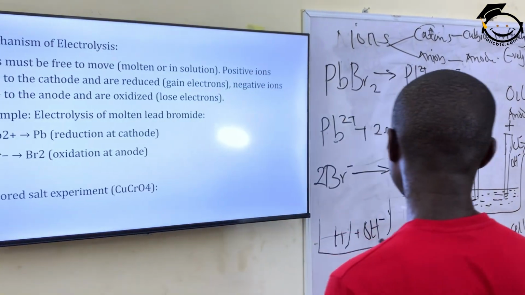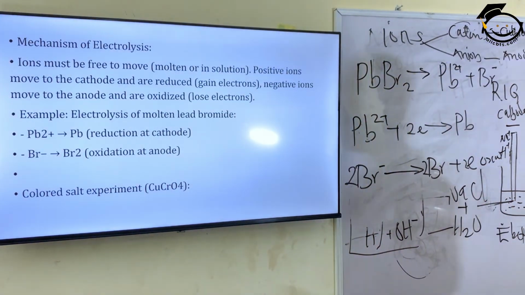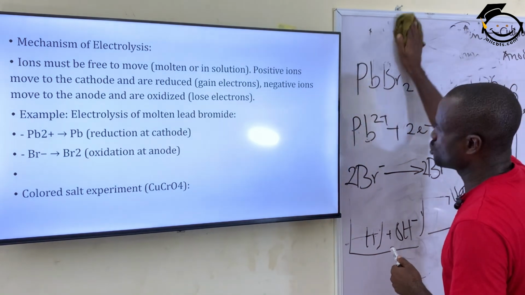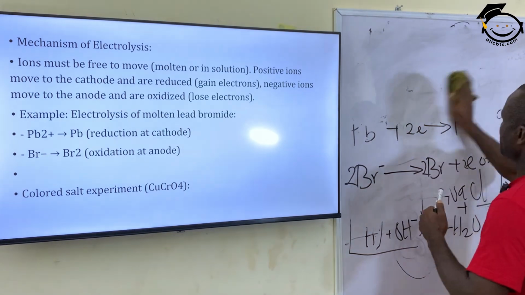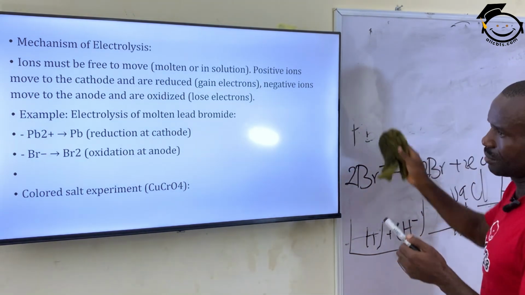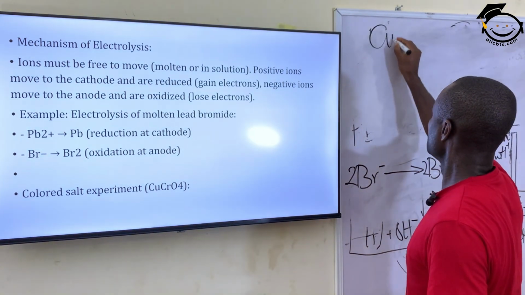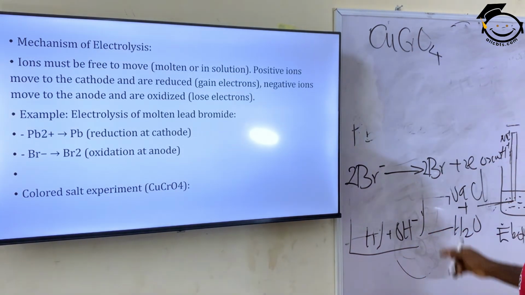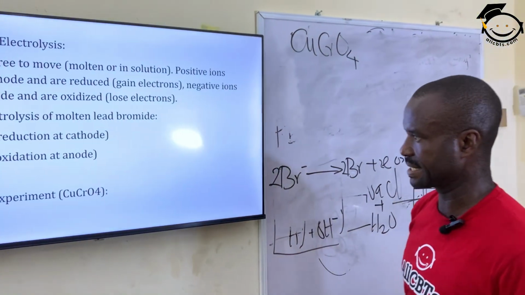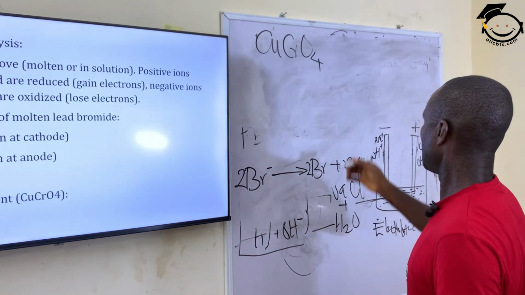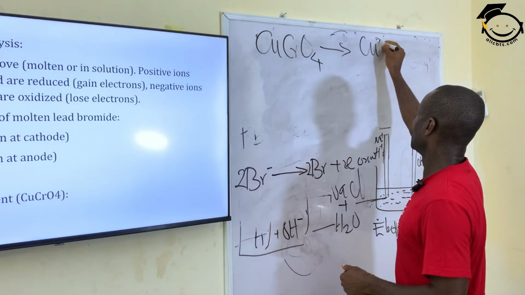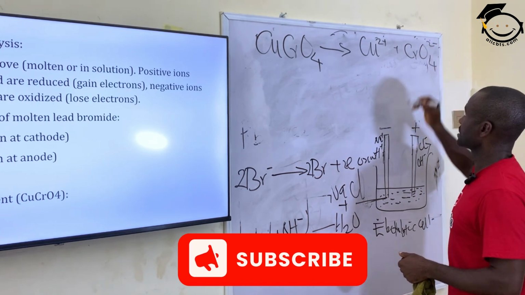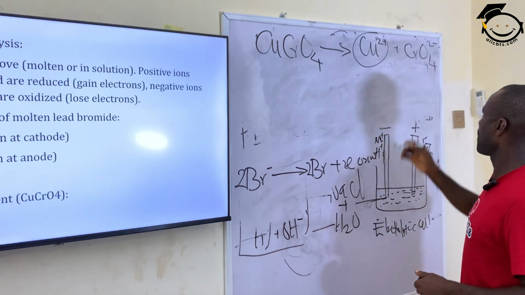Now, let's look at other examples of the mechanisms of electrolysis. Other examples such as copper 2 tetraoxosulfate 6. We can have this example. Okay. CuCrO4. This is copper 2 tetraoxochromate 6. Chromate is a colored substance. Of course, when it dissociates, it will give you Cu2+, which is the positive ion, and CrO4 2 minus, that's chromate. So this is the cation, while this is the anion.